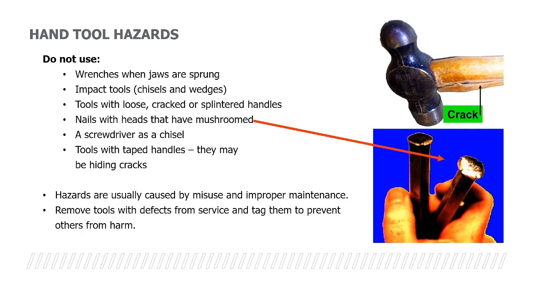The other thing too is do not use tools with taped handles. They may actually be hiding cracks. In the illustration on your screen, you can see an example of a cracked handle. If that was covered over with some type of tape, you would not be able to see it, so that's what you want to avoid. Hazards are usually caused by misuse or improper maintenance. Remove tools with defects from service and tag them to prevent others from harm.